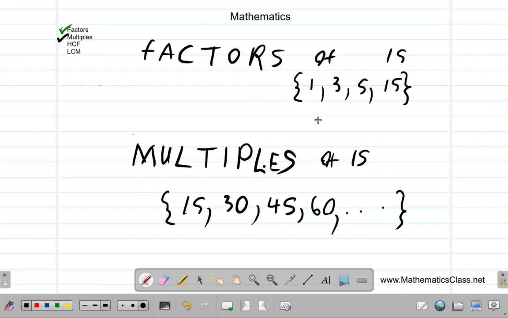Factors small, multiples bigger. Factors are one, the number and smaller numbers; multiples are the number and bigger numbers. Right. Now, people, that is going to be it for this video. We continue HCF and LCM in the next video.